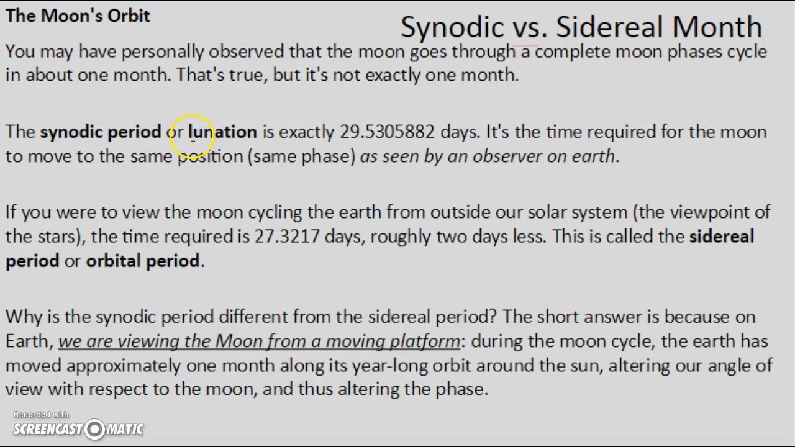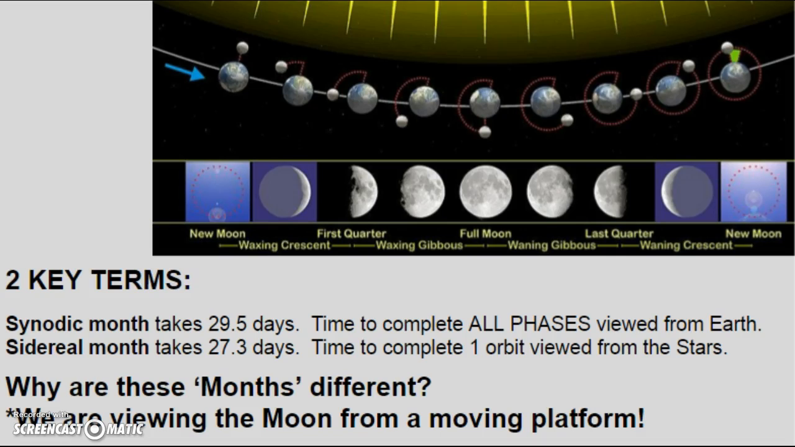So the synodic period is 29.5 days. The sidereal month, or sidereal period, is 27.3 days. They're 2 days different because we're viewing the moon from a moving platform. Very key here. So let's look at that.